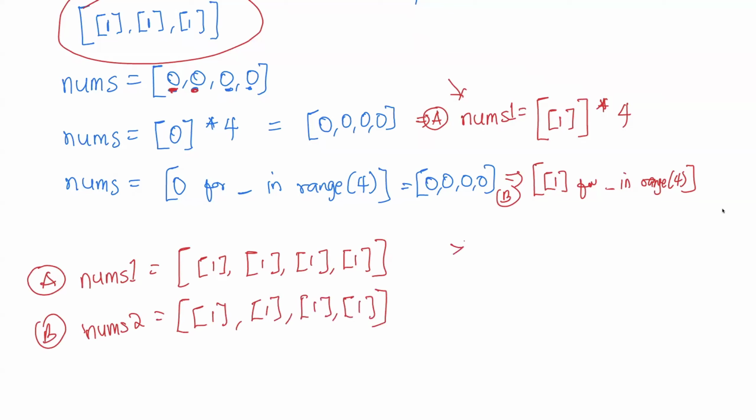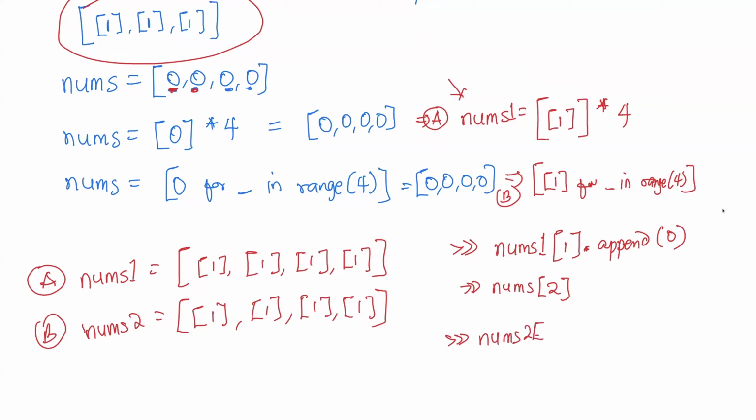Now, questions again. When I do nums1 of 1, we all know how to add something to a list, right? We use append. If you don't know, you know it now. So nums1 of 1 dot append 0. And now give me nums1 of 2. So this is question 1. Question 2: then I did nums2 of 1 dot append 0, and then give me nums2 of 2. Please follow me carefully. Now I want to know what I'll get for these things.